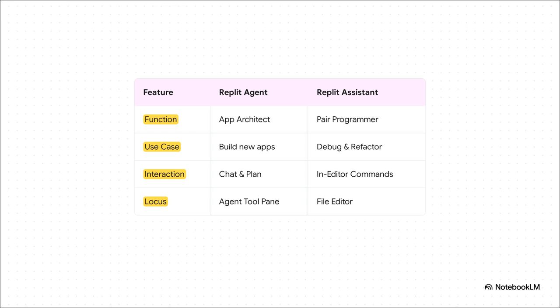This table really makes their different jobs super clear. The agent is all about that big picture creation. You talk to it in a separate chat to build a whole new app based on a high-level plan. The assistant, on the other hand, is for the details. It lives right inside your code editor, ready to help you debug a tricky function or refactor the code that's literally right in front of you. It's the difference between planning the whole skyscraper and perfecting a single window.